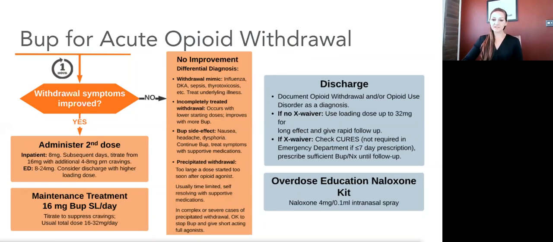So as long as everything is going okay, we go ahead and administer a second dose of Buke. And then the maintenance treatment that you could anticipate is somewhere around 16 to 32 milligrams a day. It kind of depends on the patient's use, the severity of withdrawal, and their specific circumstance. So you might see doses outside of this range depending on the situation. So it's not cut and dry, absolutely have to be within 16 to 32, but it's just a general range that you can anticipate.